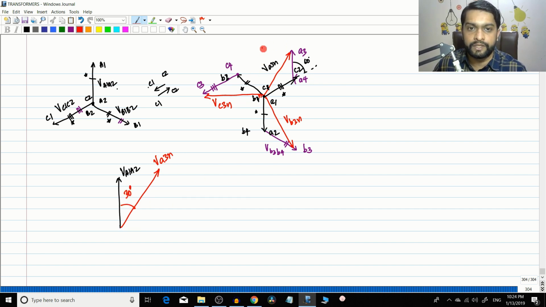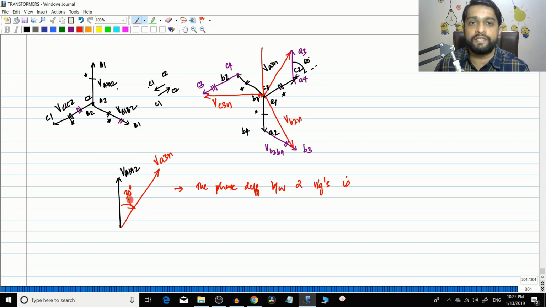If you do a little bit of trigonometry here, if you just draw a line here, you can find that this angle is 30 degrees. Now what type of connection is this? You can clearly see the phase difference between these two voltages. In the clockwise direction, this is minus 30 degrees. Always, clockwise angles are negative and anti-clockwise angles are positive in electrical engineering. So this will be minus 30. So in the clockwise direction it is minus 30.